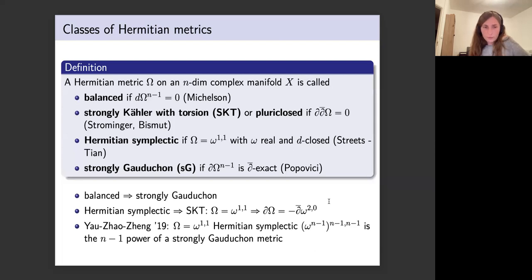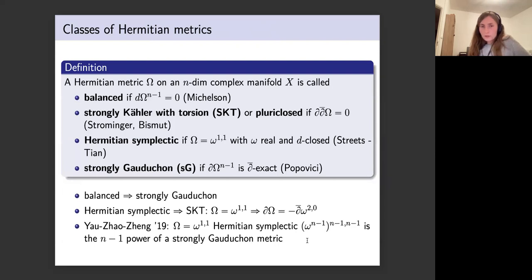And then it was also remarked by Yau and Zhang that on a Hermitian symplectic manifold, you also have a strongly Gauduchon metric, which will not necessarily be the same, but you obtain it from taking this real form. You take its (n-1)th power, its (n-1,n-1) part, and then they show that this is positive, so it has to be the (n-1)th power of some Hermitian metric, and then also ∂ of this has to be ∂-bar exact, therefore the metric is strongly Gauduchon.